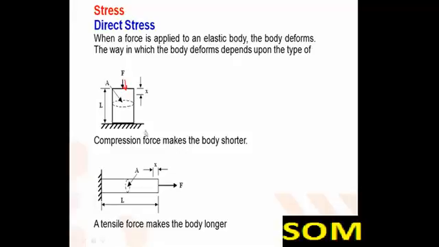Another case, the second one, is a cylindrical solid shaft. One end is fixed and a tensile load is applied on the other end. By applying a tensile load, the body elongates by an amount X. It means the tensile force makes the body longer and compressive force makes the body shorter.